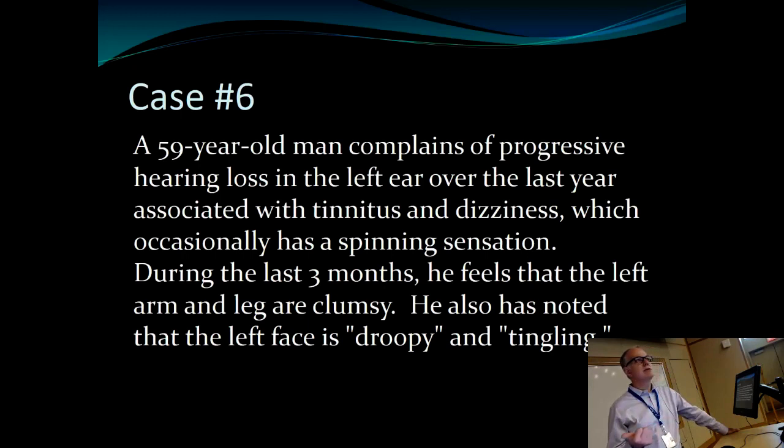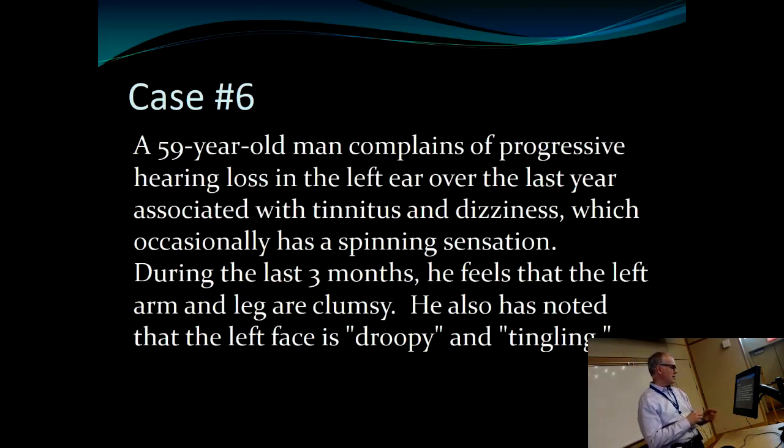Sounds like something's wrong with the 8th nerve, right? That would cause vertigo and hearing loss. And how do you relate the facial nerve 7 and 8? They're in the Cerebellopontine angle, right?